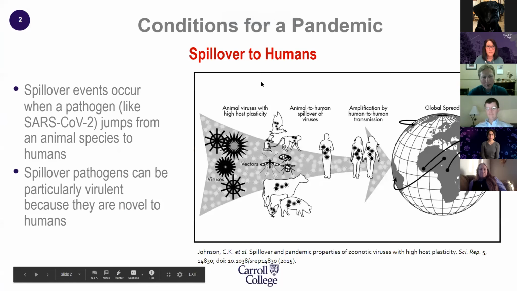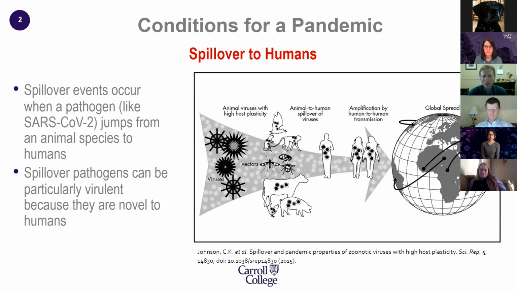Okay, so earlier in the presentation, Dr. McHugh mentioned how sometimes, rarely, a virus that starts off in an animal species will jump host to us humans. That's what we call a spillover event. So one of the conditions that at least promotes a pandemic, it's not a requirement, but it can certainly promote a pandemic, are these spillover events.